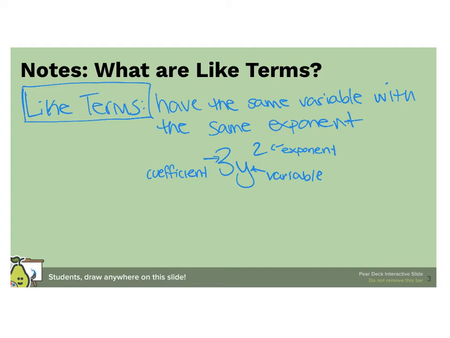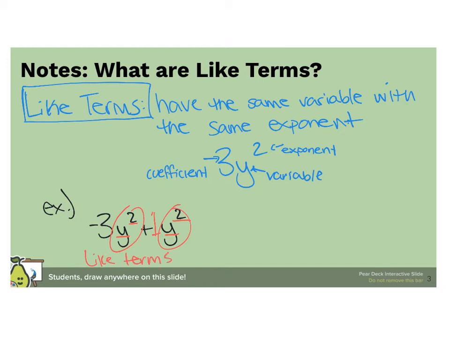Okay, so if I have an example, say I have negative 3y squared plus y squared. Well, the coefficients are negative 3, and whenever we don't write it in algebra, there's a 1. Those don't have to be the same. Don't care about that. But the variable is a y, and the exponent is a 2. So same variable, same exponent. These are like terms because the y squareds are the same.